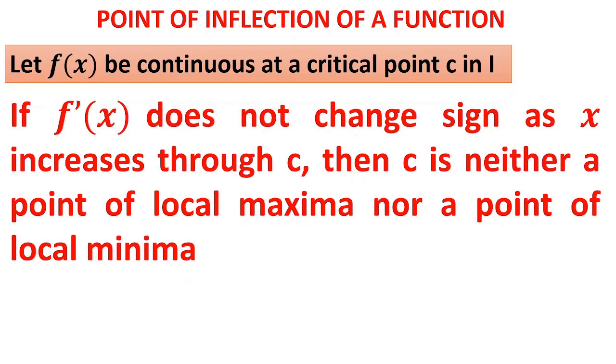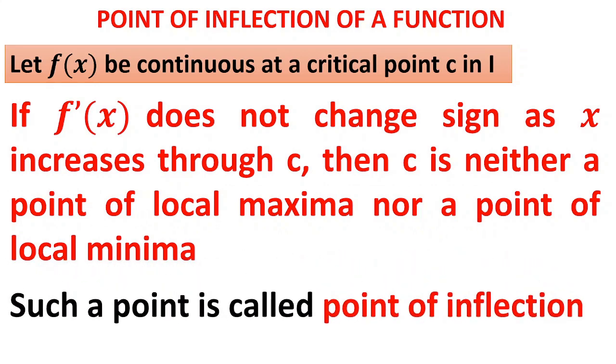Now we know how to find local maxima and local minima. But there is one more point, called the point of inflection. What is it? If f dash of x does not change the sign. Already we have seen, if f dash of x changes the sign from positive to negative, it is local maxima, and from negative to positive, local minima. Actually what is really happening is the slope of the tangent is changing from positive to negative and negative to positive. If it does not change, then c is neither a point of local maxima nor a point of local minima. We are not able to decide it. These points are called points of inflection.